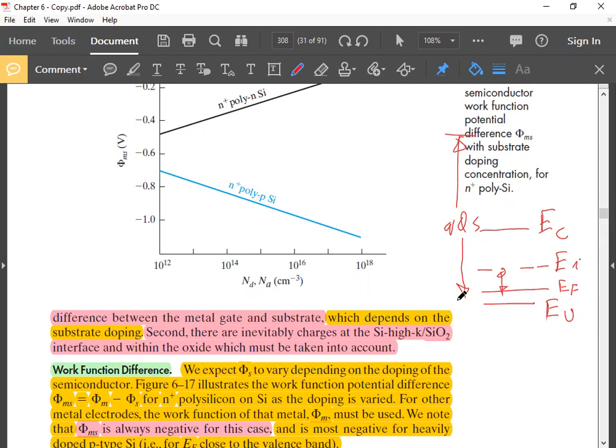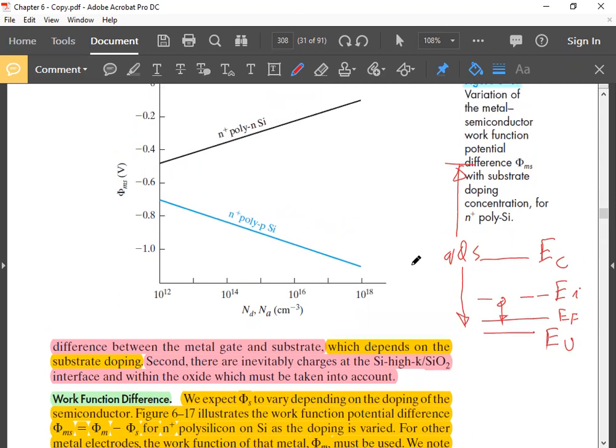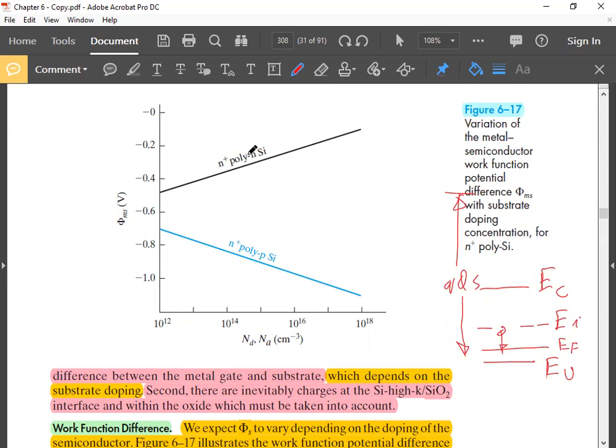Understood? And for n plus poly to n silicon, this kind of gate structure, that means the gate is n plus poly, then oxide, then n-type silicon. If you increase doping, in this case, doping means ND, the doping of n-type silicon, if you keep increasing doping, the phi ms will become less and less negative. Both are negative, but this will become less and less negative, while that will become more and more negative. Understood?